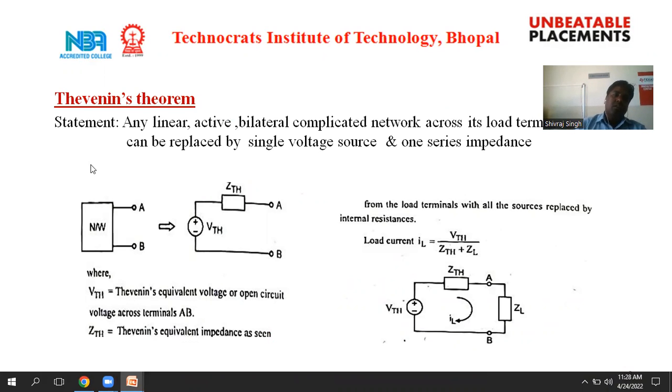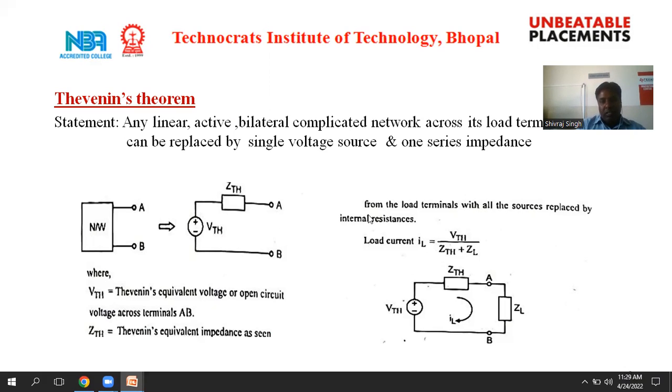So here, according to this theorem, we see this is an upper network, and across this A and B is the load terminal. Suppose that here we connect a load terminal, so this complicated network across this load terminal can be replaced by a single voltage source along with the series impedance, right? And at the end, to the terminals A and B, we connect the load, that is ZL, and we can find out the response across the load, maybe voltage, current, power, energy, etc.